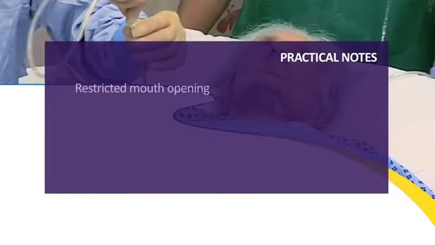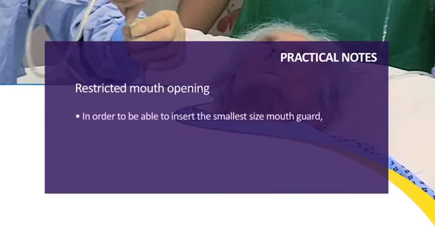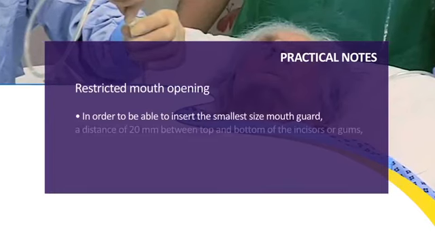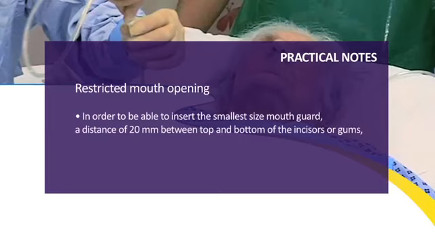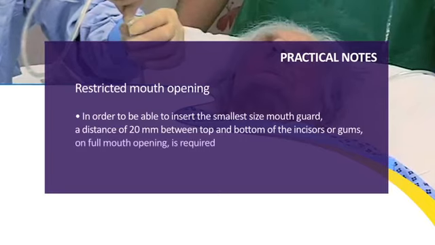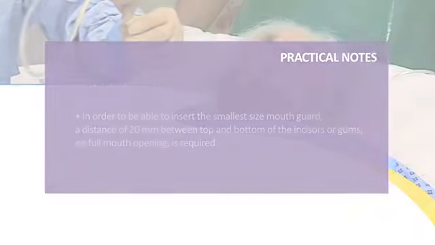Be aware of restricted mouth opening. In order to be able to insert the smallest size mouthguard, a distance of 20 mm between the top and the bottom of the incisors or gums on full mouth opening is required.